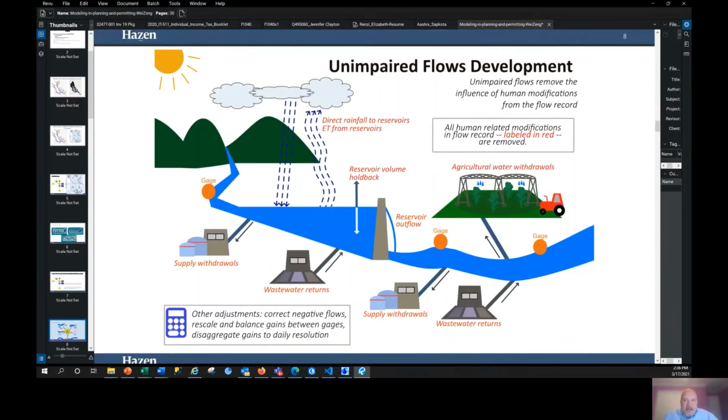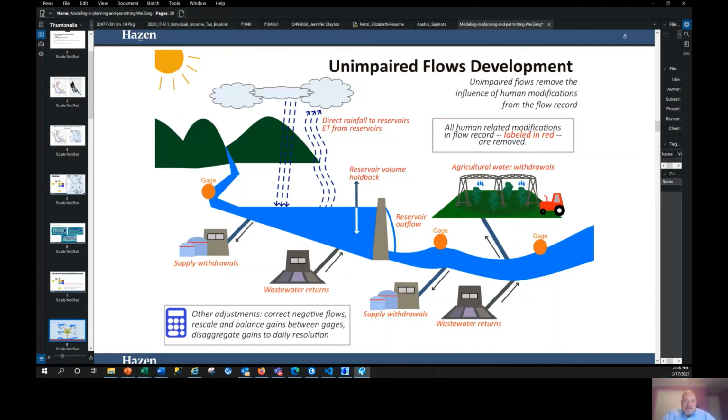Unimpaired inflows are perhaps the most critical input to any basin water quantity model. These are defined as the historical inflows that would have entered the stream through rainfall and runoff and other natural sources in absence of any human modifications or influences.